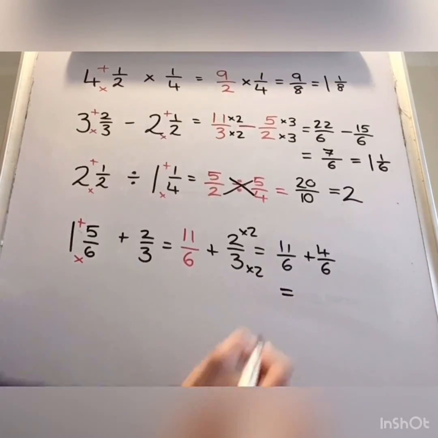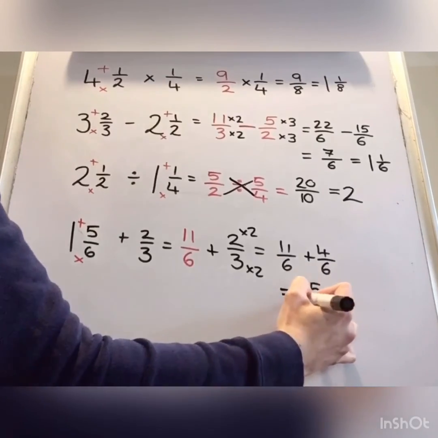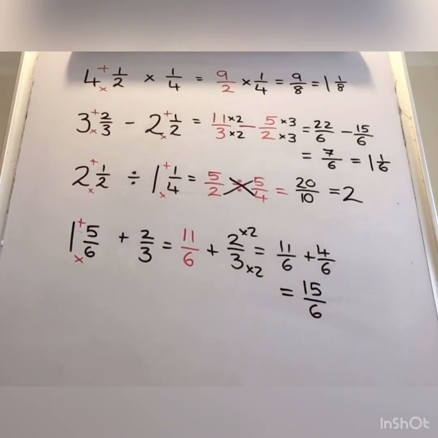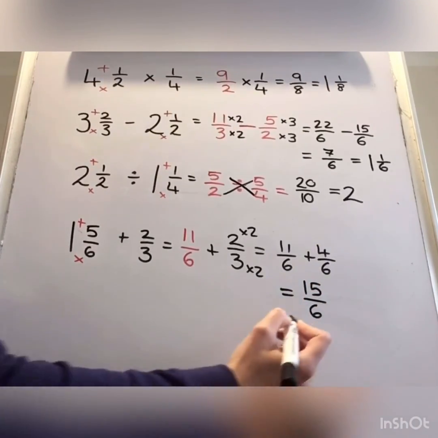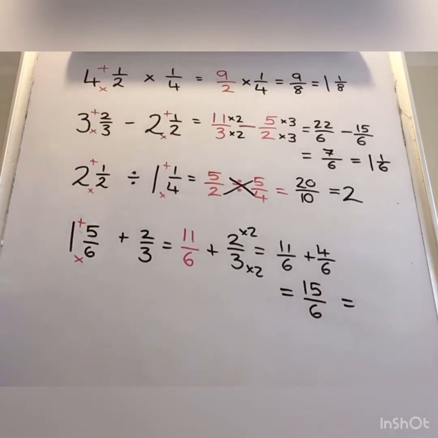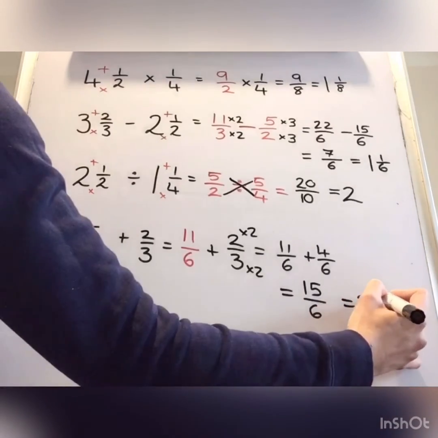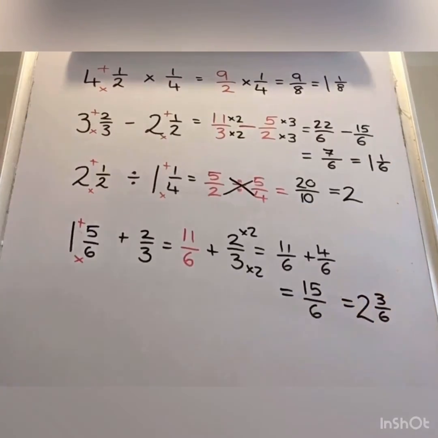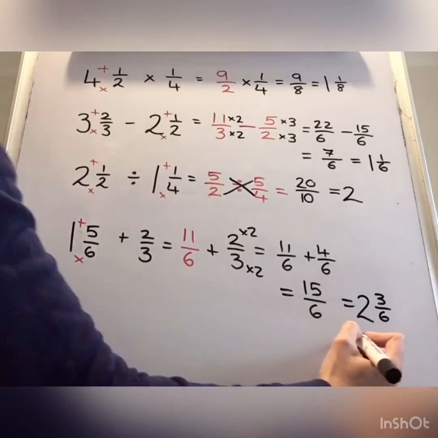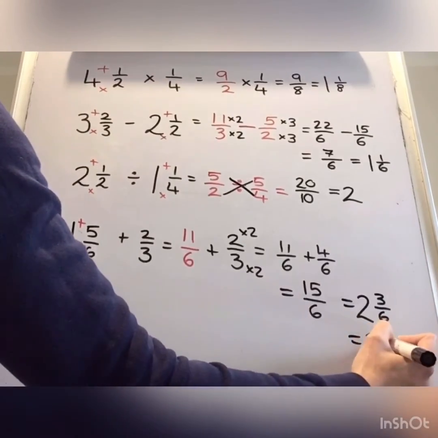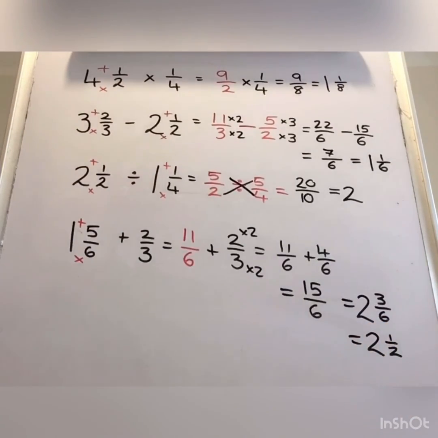So 11 over 6 add 4 over 6 is 15 over 6. Again, that is an improper fraction. So how many 6's go into 15? That would be 2. And then we've got 3 left over, and it goes back over the 6. Now in this case, we can even cancel down that final fraction to be 2 and 1/2.